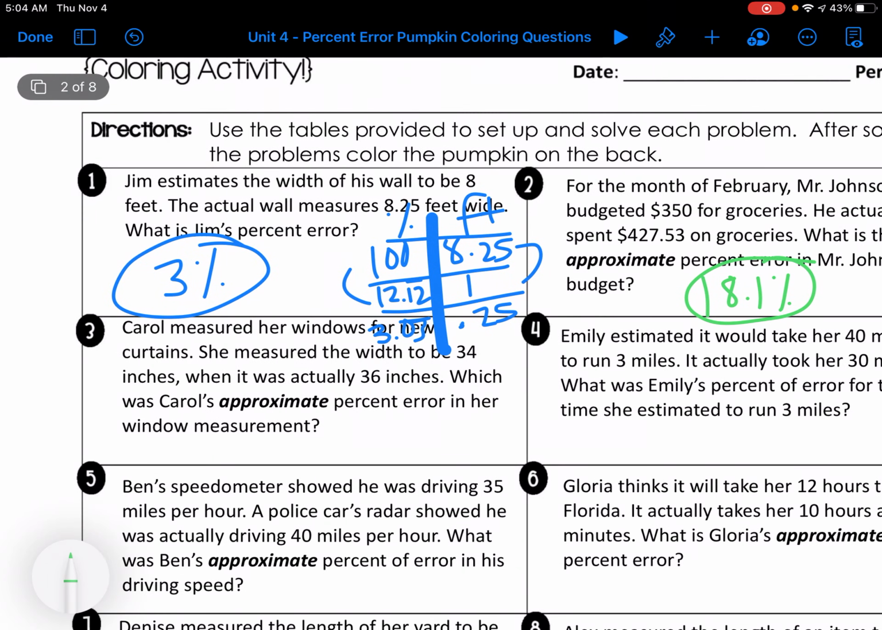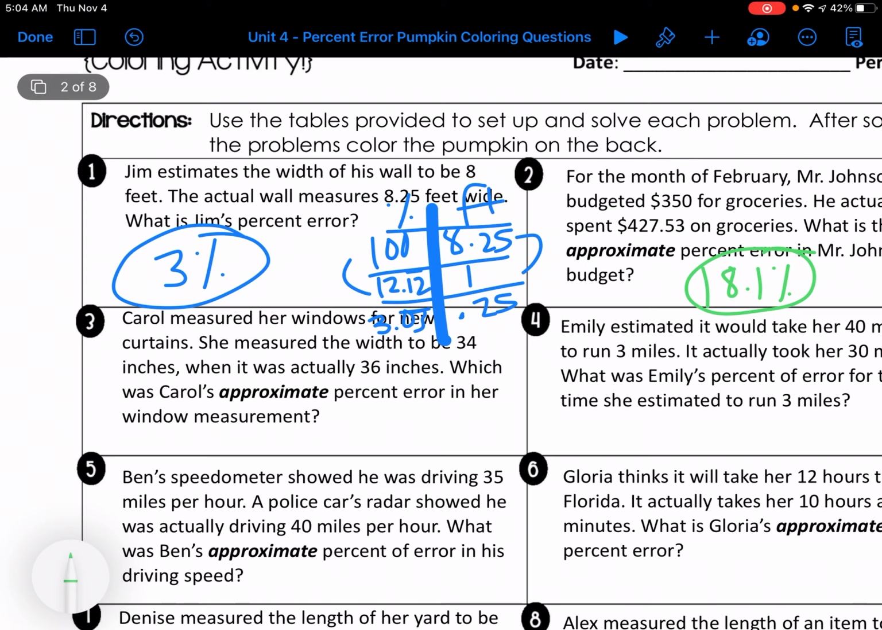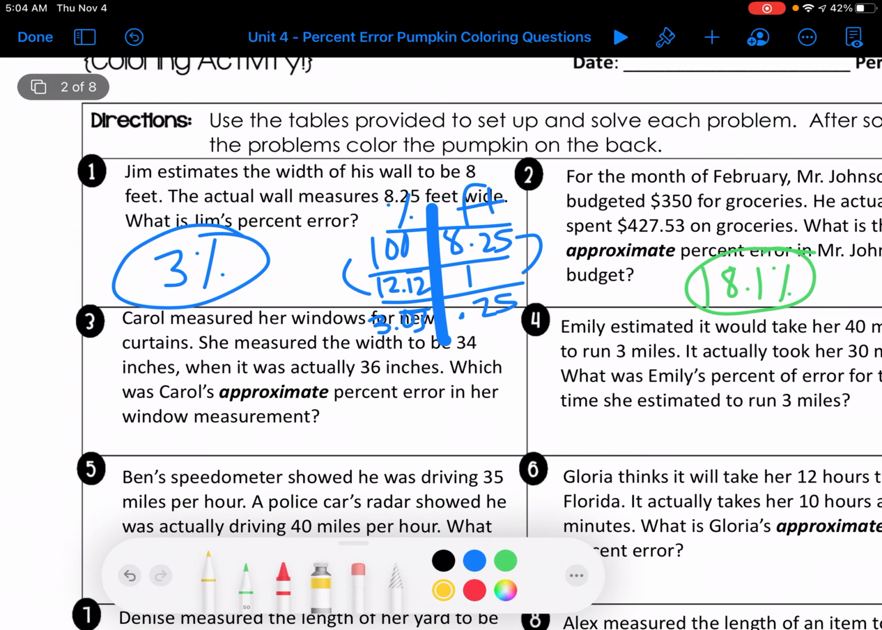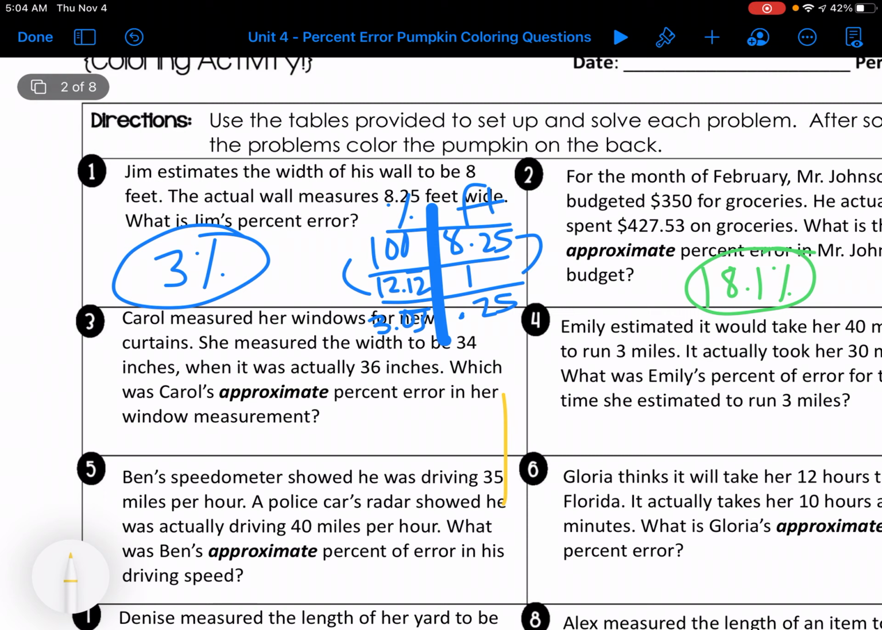For the next one, Carol measures her windows for new curtains. She measures the width to be 34 inches. It's actually 36 inches. Okay, so again, I'm doing my percent, and I've got my inches. I know that 100% is what it actually is, so it's 36. And I know she's off by 2 inches. So I'm going to do 100 divided by 36, and then I'm going to multiply by 2.